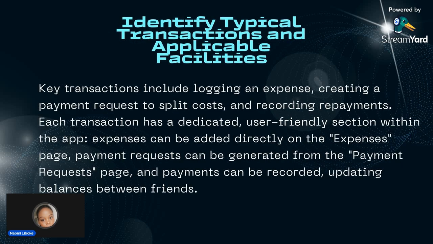Identify typical transactions and applicable facilities. Key transactions include logging an expense, creating a payment request to split costs, and recording repayments. Each transaction has a dedicated, user-friendly section within the app. Expenses can be added directly on the expenses page. Payment requests can be generated from the payment request page, and payments can be recorded, updating the balance between friends.